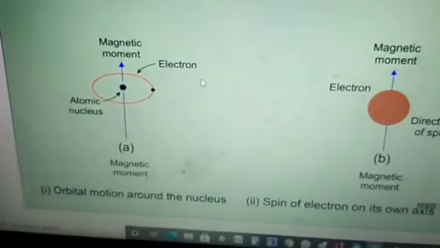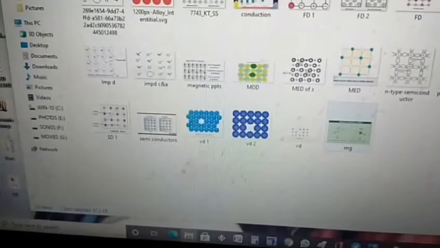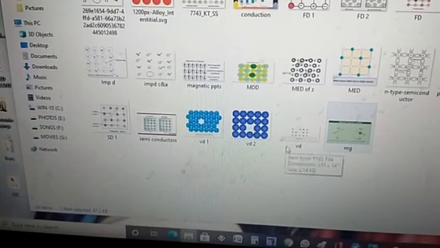If we take substances which have unpaired electrons, which type of property will they exhibit? Paramagnetic property. Examples: oxygen, Cu+2, Fe+3, Cr+3. Almost all the substances which have unpaired electrons are the best examples for paramagnetic substances. Next, diamagnetic substances are weakly repelled by the magnetic field.